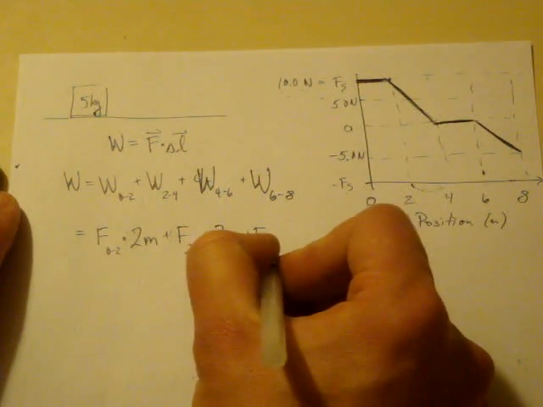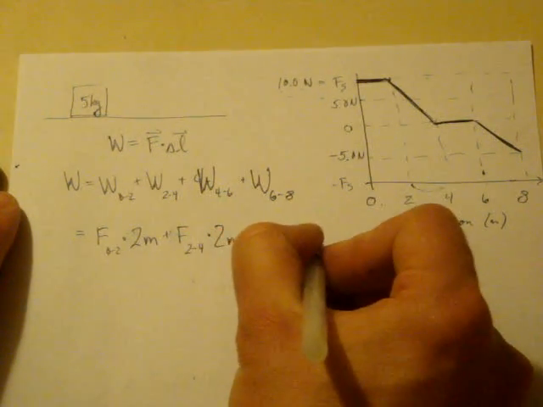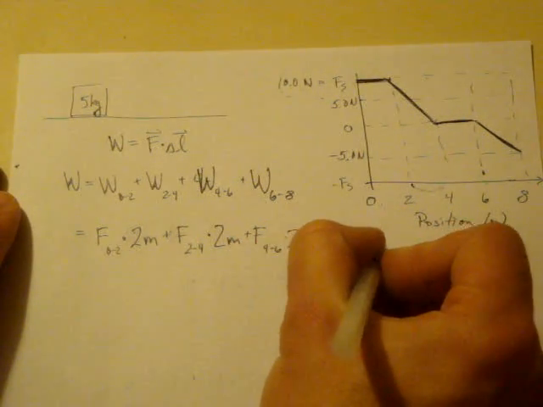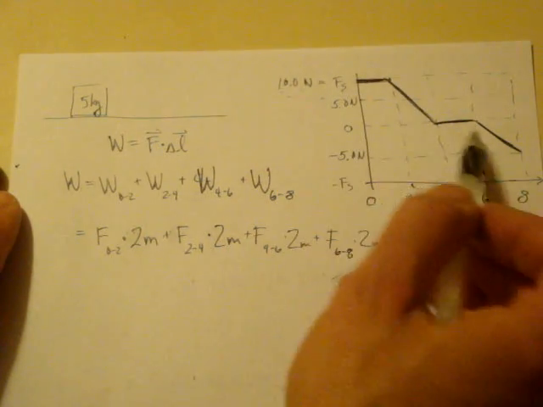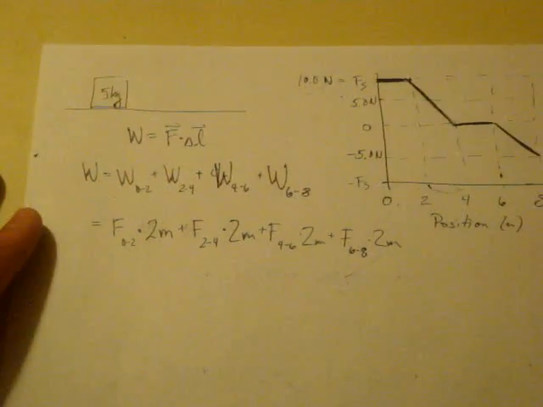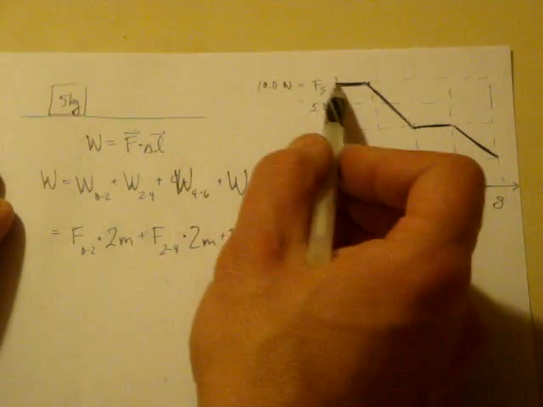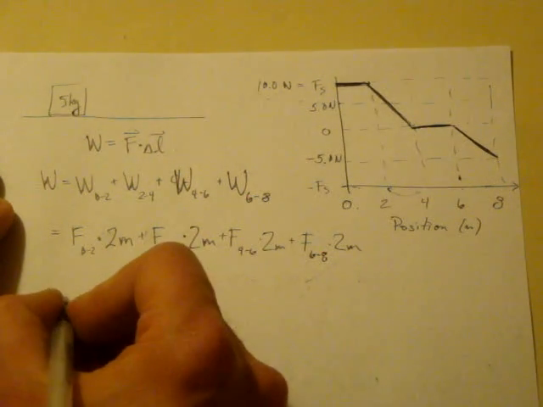Plus the force between 4 and 6 times 2 meters, plus the force between 6 and 8 times 2 meters. And we need to make sure we have the correct value of the forces in each of these situations. All right, so for the first instance here from 0 to 2, we have a constant force, and we actually are told what that is.